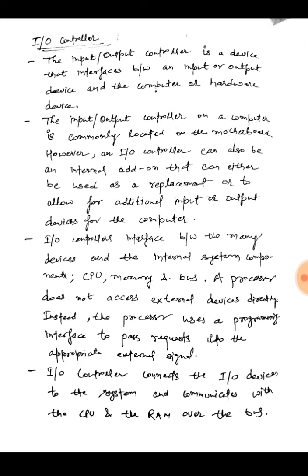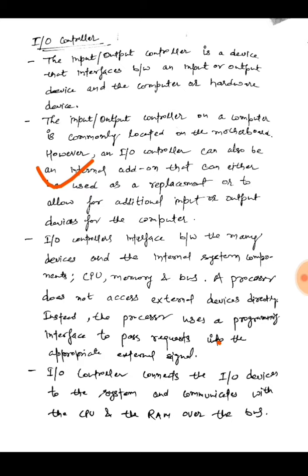However, an input output controller can also be an internal add-on that can either be used as a replacement or to allow for additional input output devices for the computer. It can be added in a place other than the motherboard, so it can also be an internal add-on. Input output controller interfaces between many devices and the internal system components, that is CPU, memory, and bus.